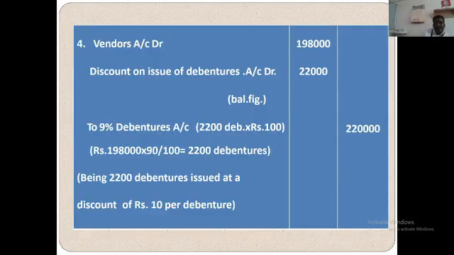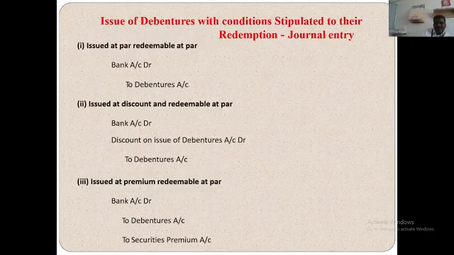Vendor account debit, discount on issue of debenture account debit, to 9% debenture account. Total vendor amount 1,98,000, but discount on issue of debenture is at the rate of 10%. So this means 90% amount is 1,98,000. What about 100%? 100% is 2,20,000. So the allowed discount at the rate of 10% is 22,000. So 22,000 plus 1,98,000 is 2,20,000, 9% debenture. This is discount on issue of debenture.